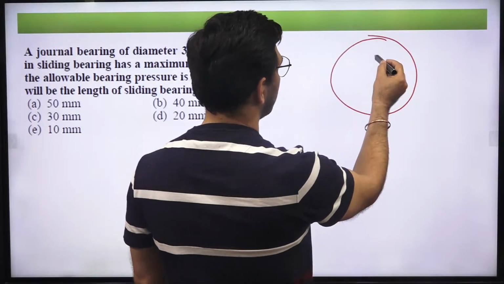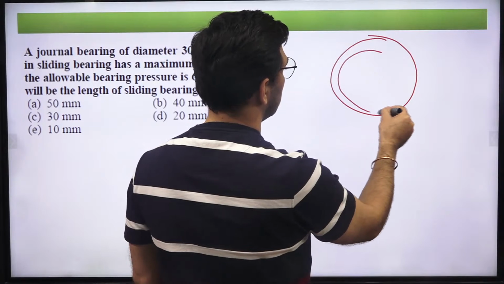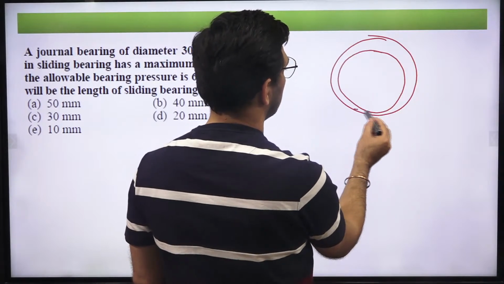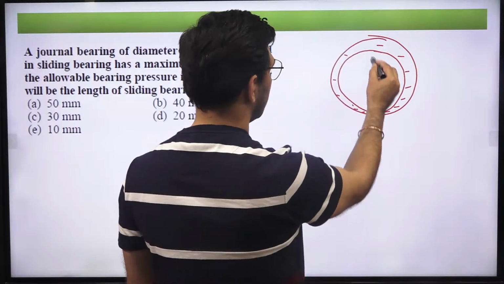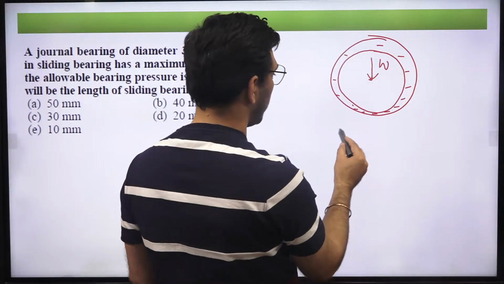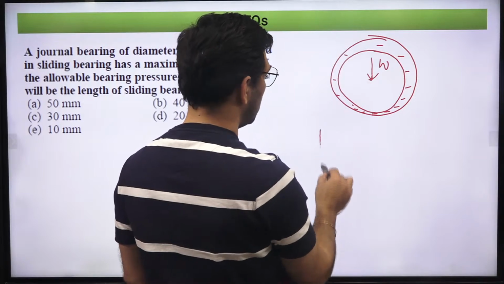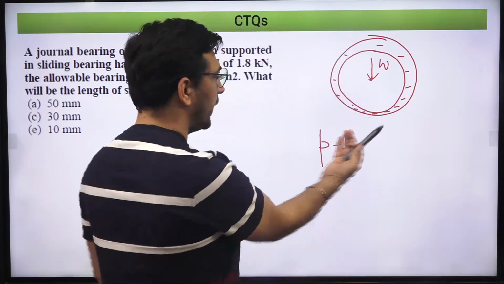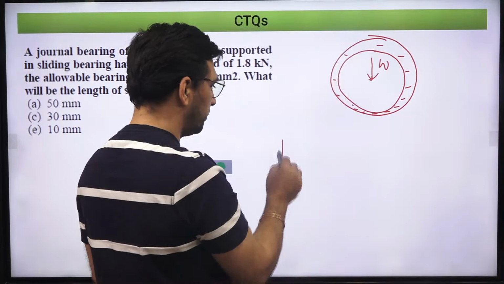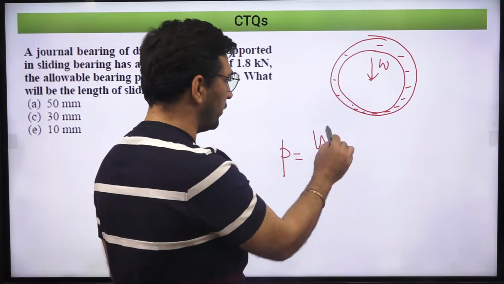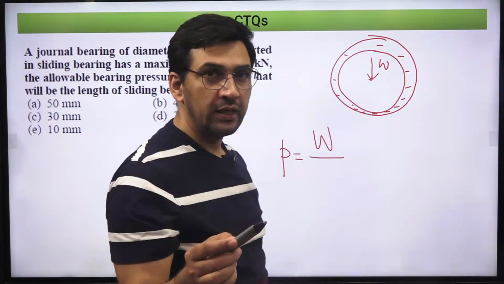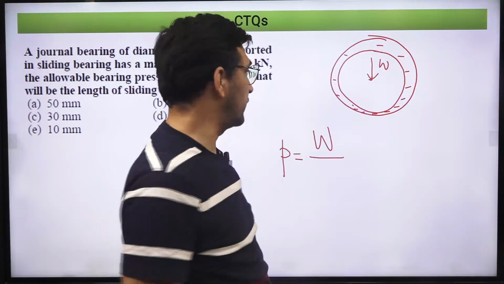So this is a shaft, let us say, inside that. And let's say the load acting is W. How do you write the pressure inside the bearing? This value is the average pressure. Average pressure inside the bearing, you write in terms of load divided by area. But which area? In this case, we take the projected area of the shaft, right?